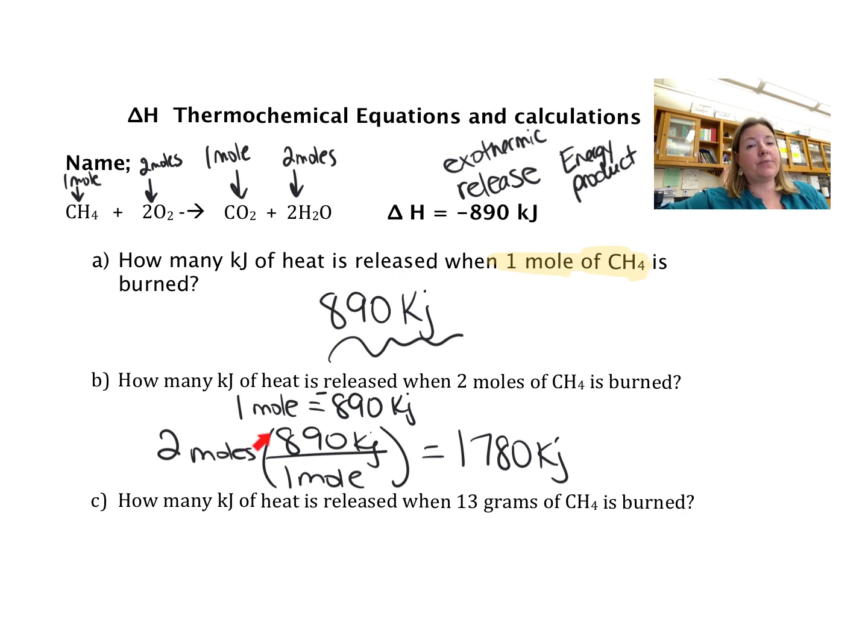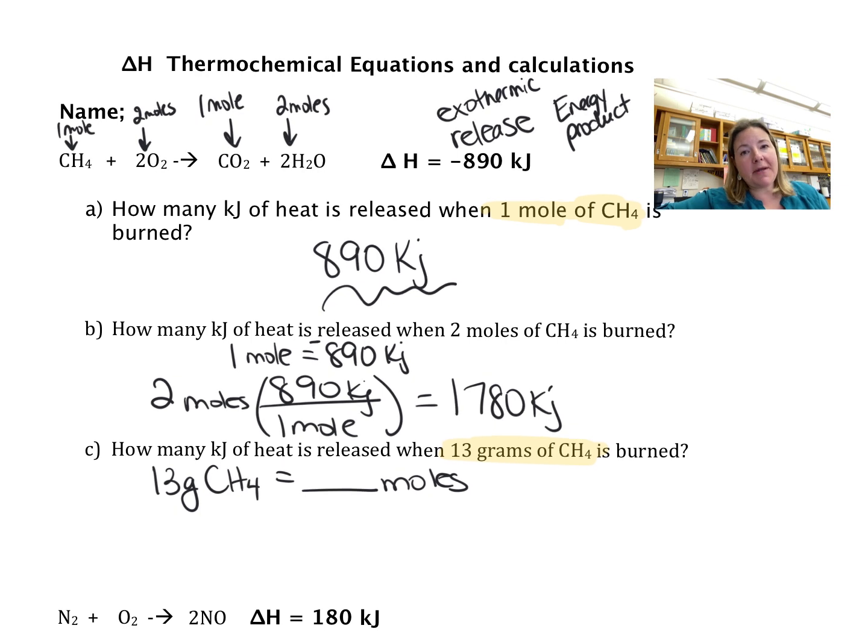Now letter C is where it does get a little bit tougher. Now instead of telling me how many moles, it's telling me how many grams were burned. But we know our stoichiometry. We know that we can take 13 grams and we can convert that to moles. How do we do that? We have to find the molar mass. How much does 1 mole of CH4 weigh? So I look on my periodic table. Carbon has a mass of 12.011. Hydrogen has a mass of 1.01. So I add 4 hydrogens and 1 carbon, which means the molar mass, 1 mole of CH4 weighs 16.05 grams.